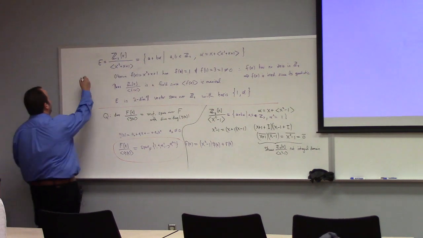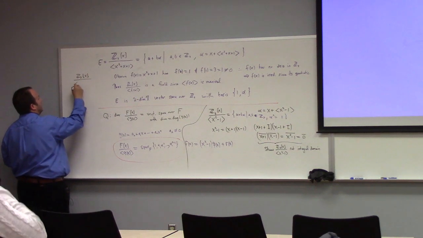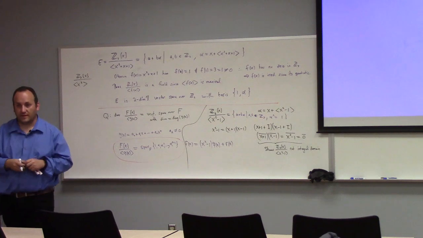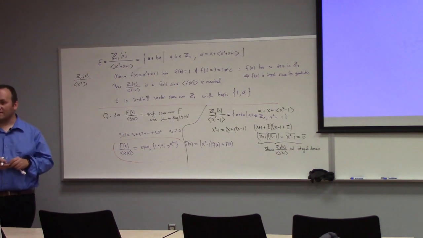Sure. If we were to look at, say, Z3[x] mod x cubed, that would be three-dimensional over Z3. It would also not be a field. What would that be?